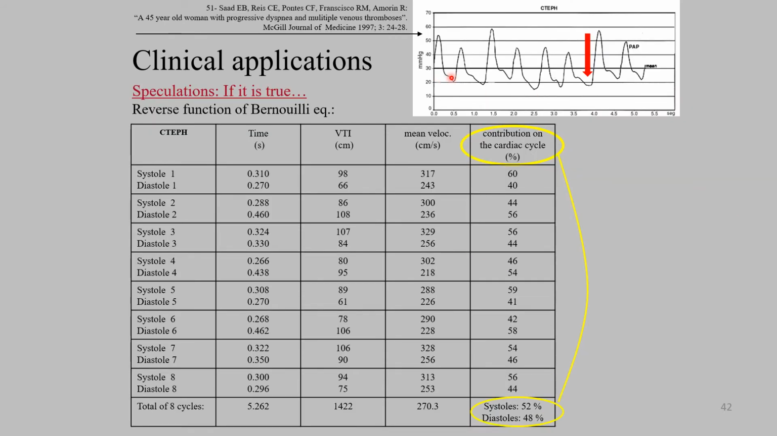I also did that curve with Eduardo Saad, my friend who published that paper. I digitalized it and also got those partials. And you keep seeing that the systolic flow is more than diastolic, but keep in mind that the duration of systole is much smaller than the duration of diastole. So I have much more flow velocity in that.